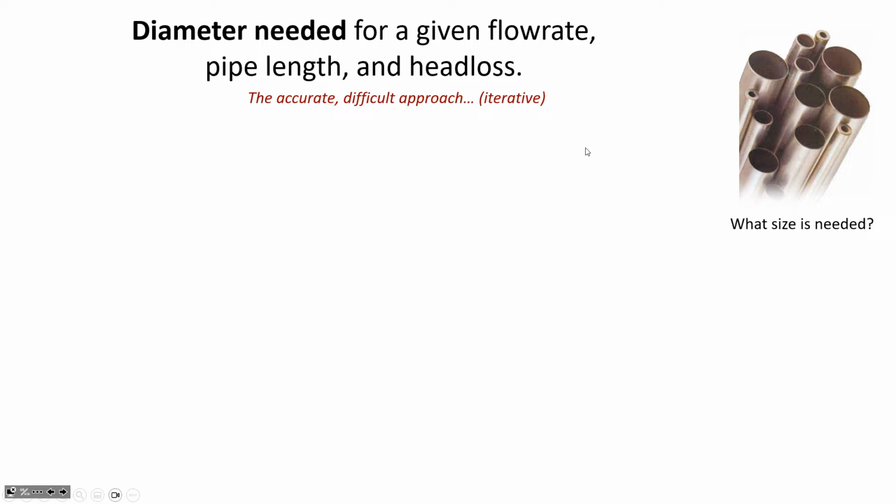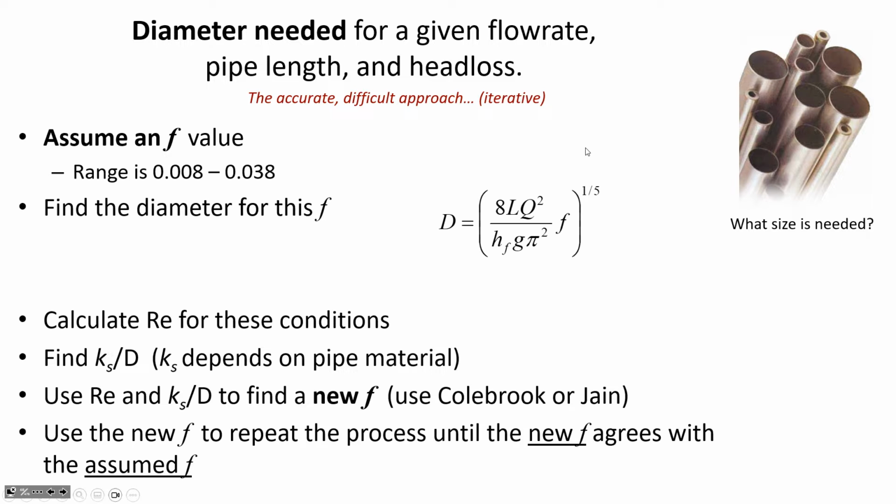So that's what we're going to do in this iterative approach, the most accurate way to determine the pipe diameter that's needed. First, assume an F value, just guess something between the likely range of 0.008 and 0.038, maybe somewhere in the middle, like 0.02. We'll solve for the diameter based on that guess, and then calculate the Reynolds number based on the assumed F value and the consequent diameter.